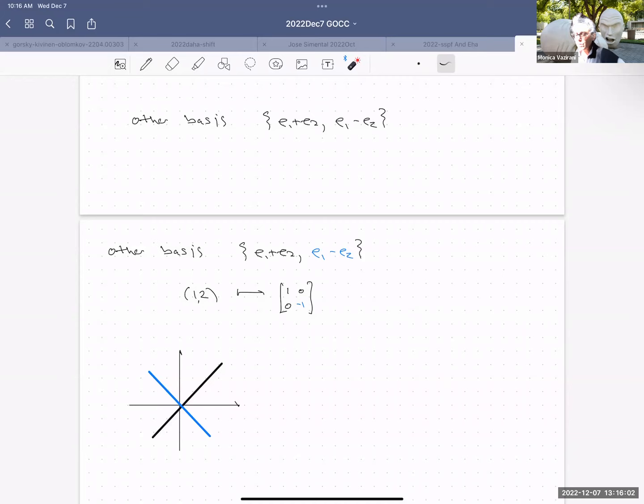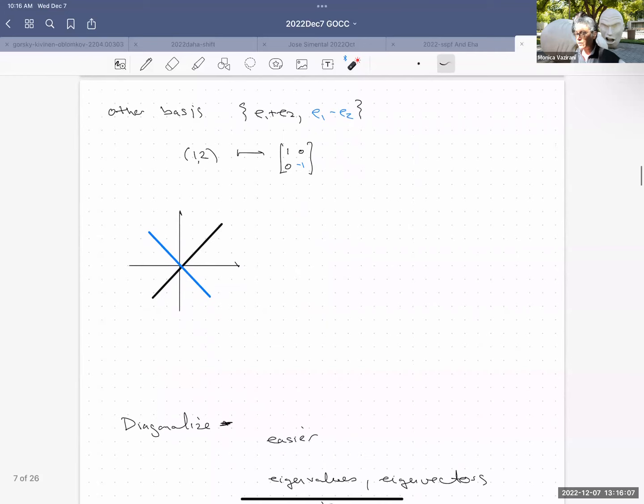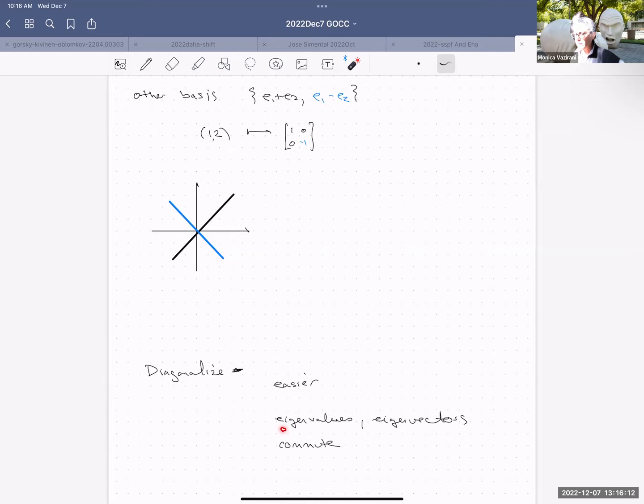Also, diagonal matrices are really wonderful. So why do you want to diagonalize a matrix? Well, diagonal matrices are easier to work with. You can read off their eigenvalues right away. You can read off their eigenvectors right away. And if you have a couple different diagonal matrices, you know they commute with each other. So diagonalizing is a great thing to do.